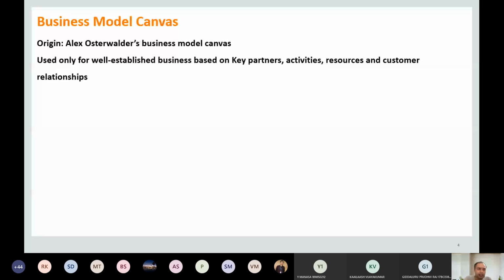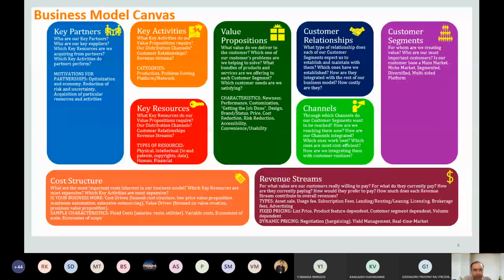Okay, this is the template for the business model canvas. I hope you are able to look into the slide. You will find 9 boxes in front of you. This is the 9-box template proposed by Alex, called the business model canvas, where you will have 9 items: key partners, key activities, key resources, value proposition, customer relationship, channels, customer segments, cost structure, and revenue streams. The definition and what needs to be filled in each box is there in front of you.